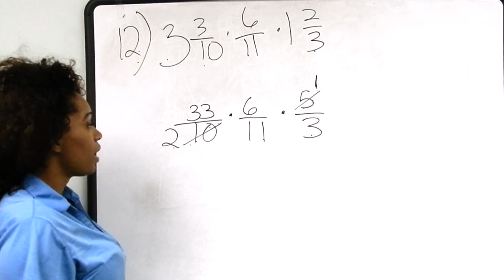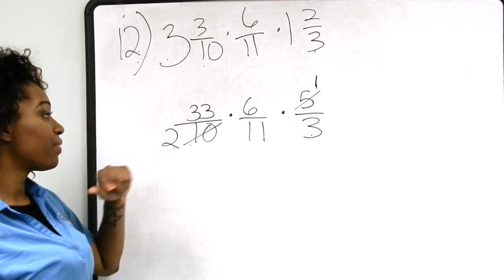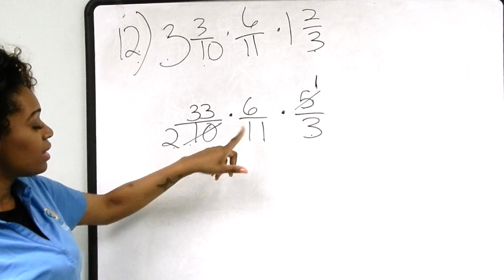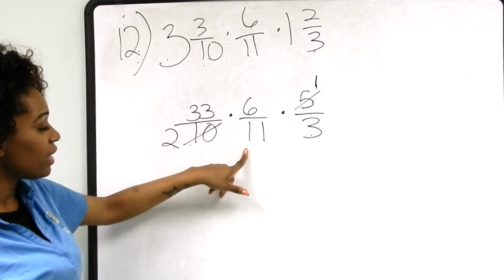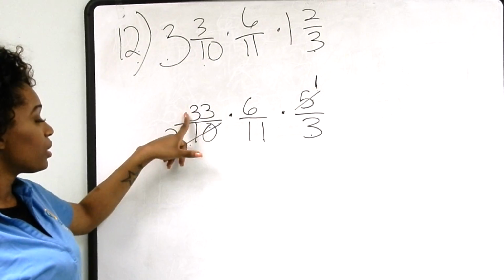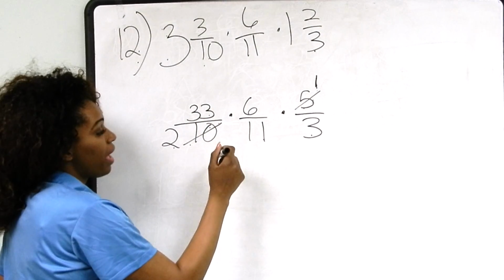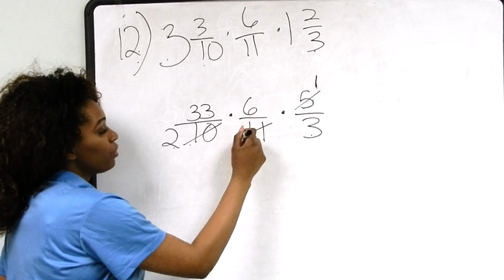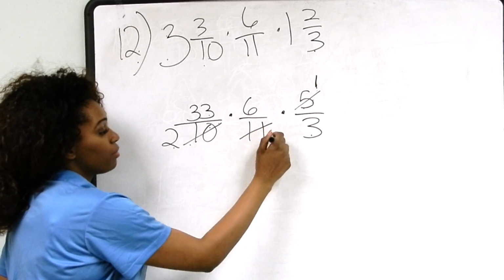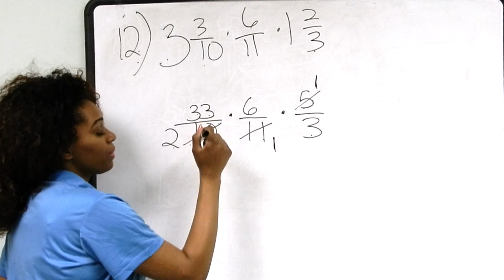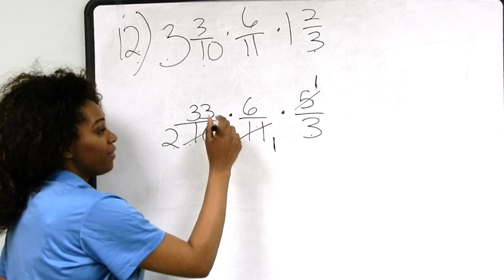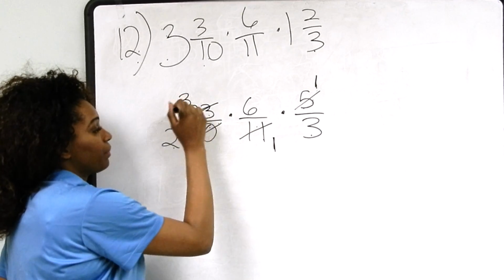Okay? And our numerator, we have 33, and the denominator of 6/11 is 11. 33 and 11 are factors of each other. We can reduce here as well. So 11 we're going to reduce by 11 and it becomes 1. And 33 we're going to reduce by the 11 and that becomes 3.